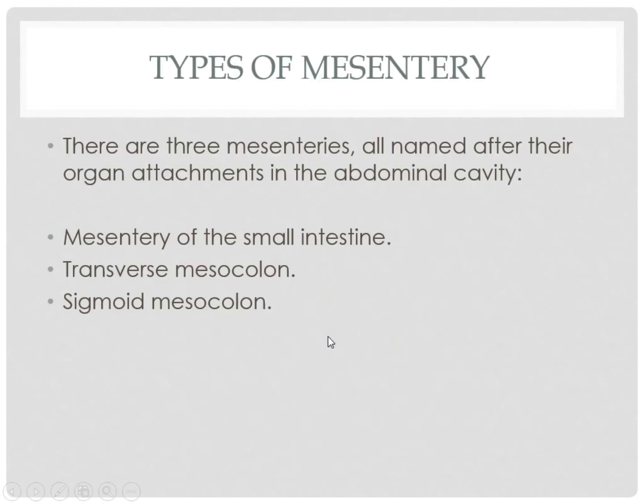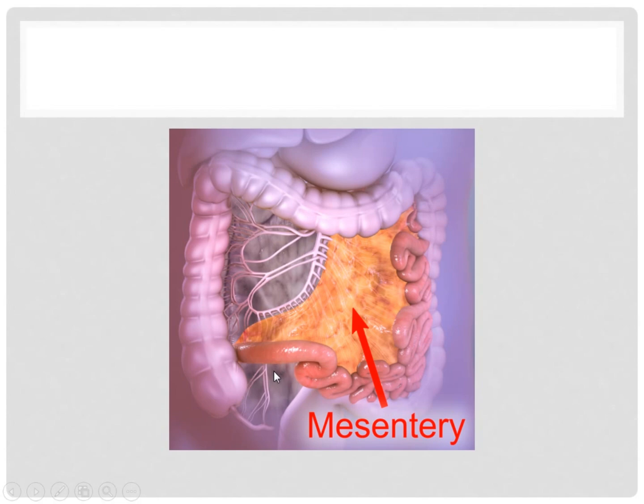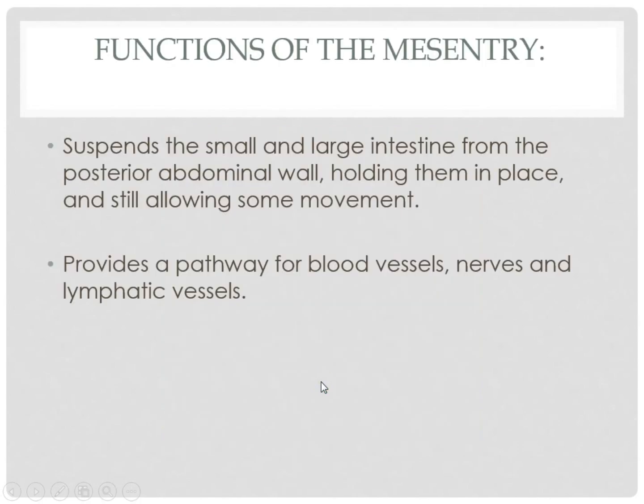Types of mesentery, we have 3 types. It's named after the organ that's attached to it: mesentery of the small intestine, transverse mesocolon, and sigmoid mesocolon. This is the mesentery of the small intestine. It's attached to the small intestine. See, it attaches the small intestine to the posterior abdominal wall. Function of the mesentery: suspends the small and large intestine from the posterior abdominal wall and holding them in place, and somehow still allows some movement. Also provides a pathway for blood vessels, nerves, and lymphatic vessels.